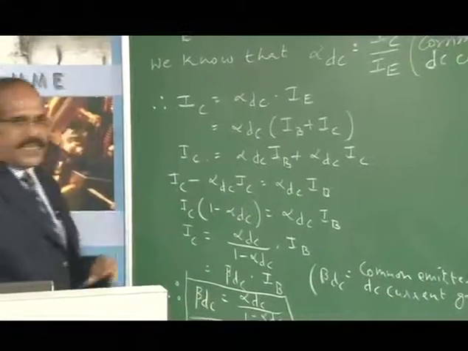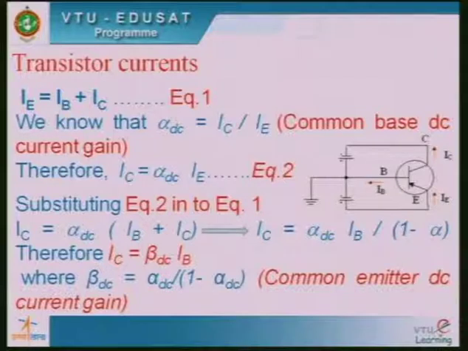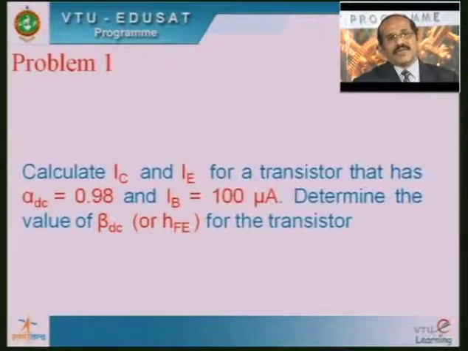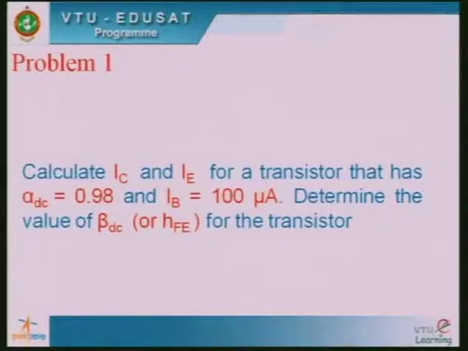Now let us solve one or two problems using this. The first problem statement says: calculate the IC and IE for a transistor that has alpha DC, the common base DC current gain, equal to 0.98, and the base current is equal to 100 microamperes. We also need to determine the value of beta DC or HFE of the transistor here. Now let us solve this problem and see what exactly the solution is.